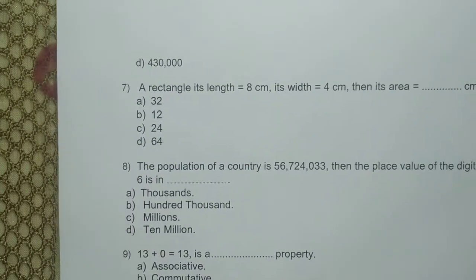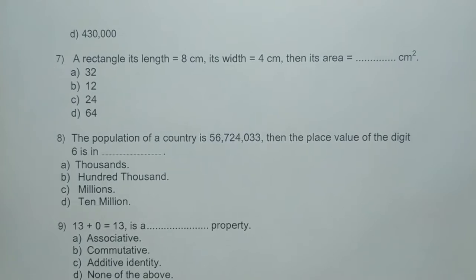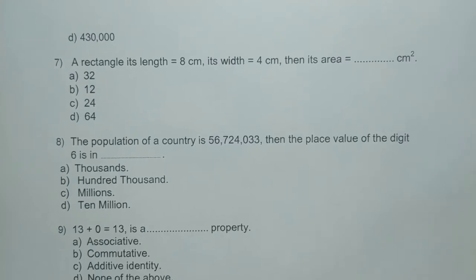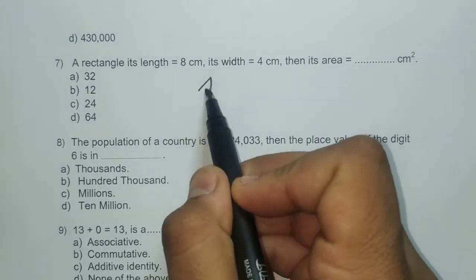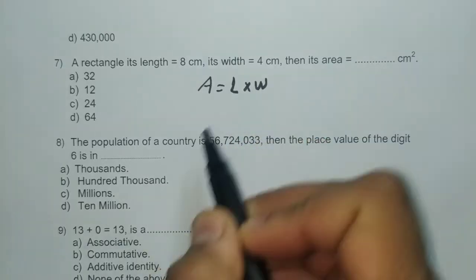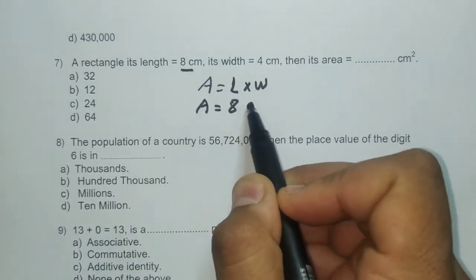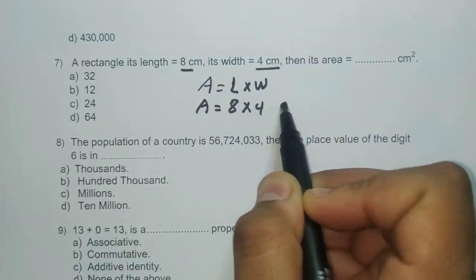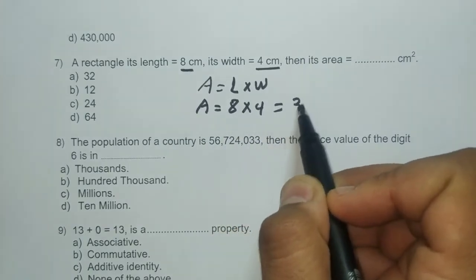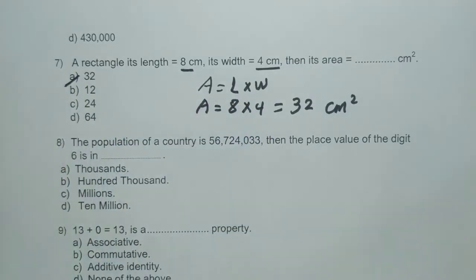Another question. Number 7: a rectangle, its length is 8 centimeter and its width 4 centimeter. Then its area equals. Area of rectangle, it will be length times width. So area will be length 8 times width 4. So 8 times 4 equals 32 centimeter square.